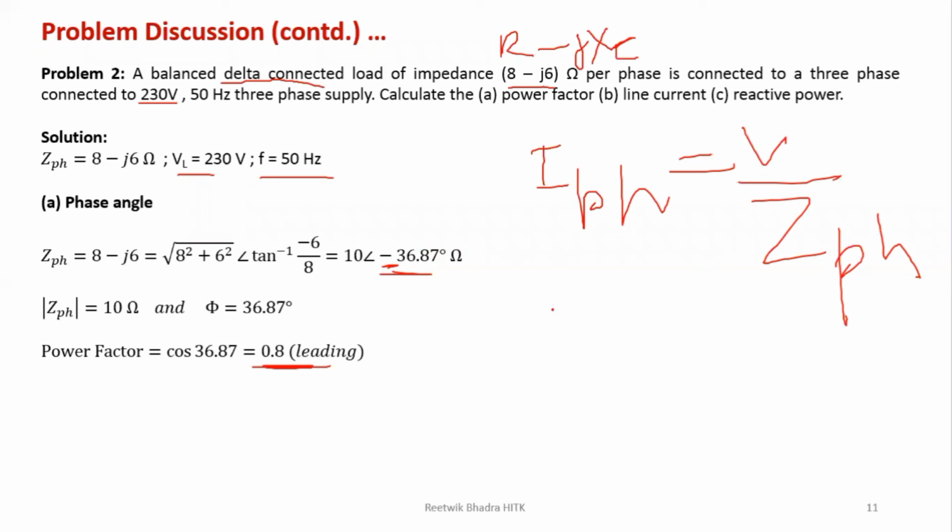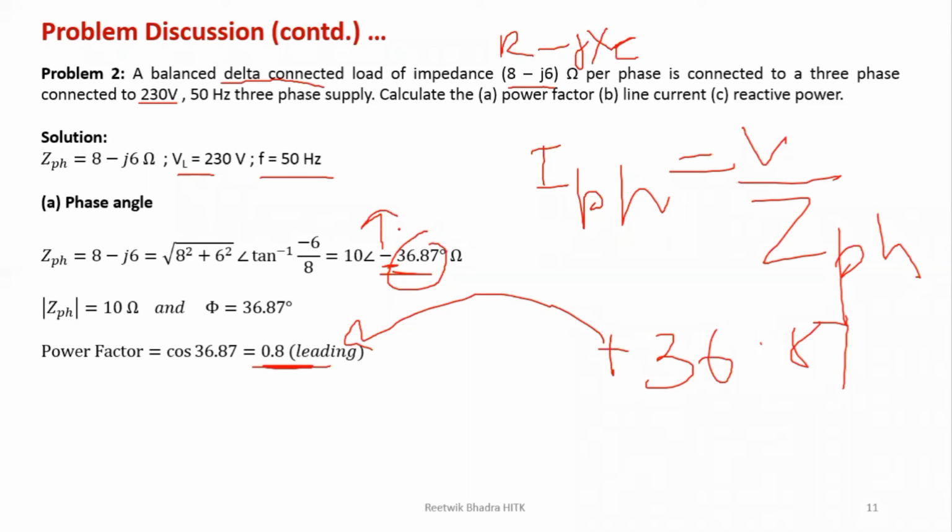If it goes in the denominator, numerator, it will be plus 36.87. So ultimately it becomes plus, and plus means what? Leading. We can't say from this minus sign leading or lagging. From ZPH, whatever the sign is, you can't say it is leading or lagging. Only from the sign which is in the current can you say it is leading or lagging. Since I is inversely proportional to Z, if it is minus, then you say it is leading. If it is plus, you say it is lagging. Like that you can remember.